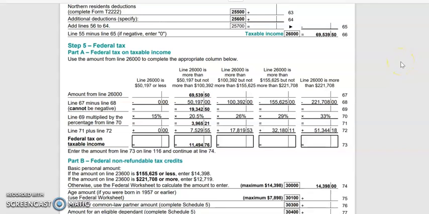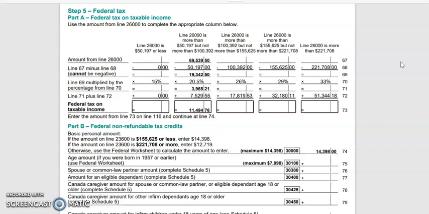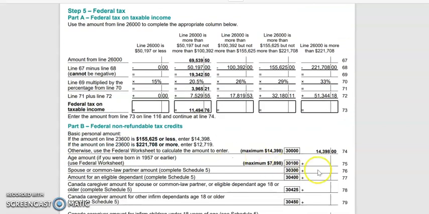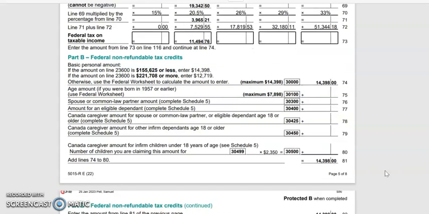Okay, so for part 3, what we did in the last video was we started step 5, calculating the federal tax. Based on the taxable income of $69,539.50, using the two different rates, the 15% and the 20.5%, we came up with the amount of federal tax on the taxable income of $11,494.76. So now we need to figure out the federal non-refundable tax credits.